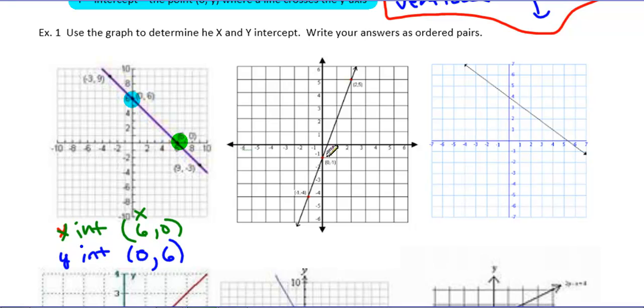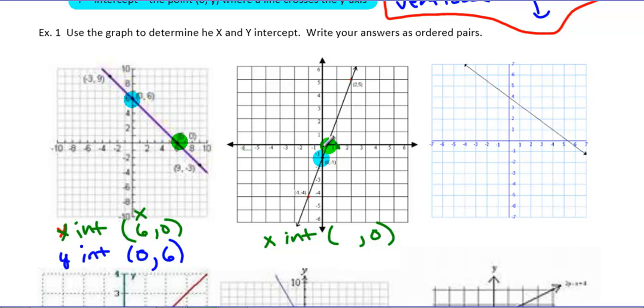Example 2 right here. Once again, my x-intercept is the point where we cross the x-axis and my y-intercept is the point where we cross the y-axis. I don't know where that extra dot came from. Let me erase that. Here we go. My x-intercept, once again, is a point that has a y value of 0. In this case, my x-intercept is in between 0 and 1, so it falls in between those two spots.